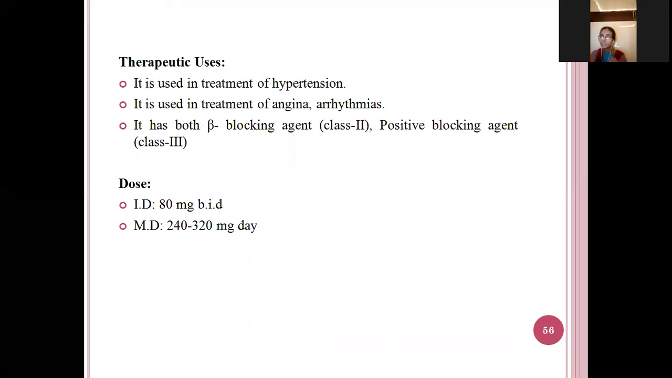Uses: it is used to treat hypertension, and also angina and arrhythmias. So it has three activities: anti-hypertensive agent, anti-anginal, and anti-arrhythmic. It has both beta blocking activity, that is class 2, and class 3, that is potassium channel blocking activity.